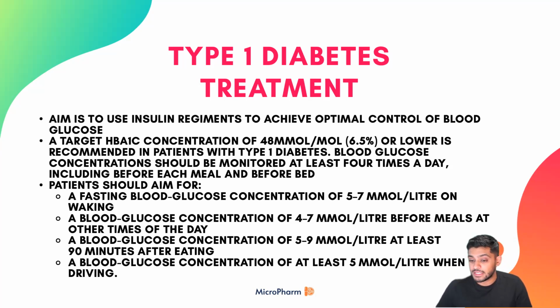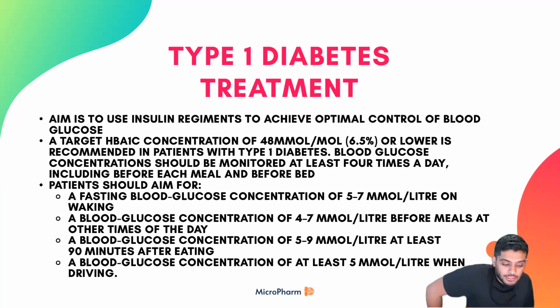Blood glucose readings should be monitored at least 4 times a day, including before each meal and before bed. Quite a lot of type 1 diabetics, and in fact all type 1 diabetics, are now recommended to have a continuous glucose monitor. The continuous glucose monitor allows them to have readings every 5 minutes. So the way we manage diabetes has drastically changed.